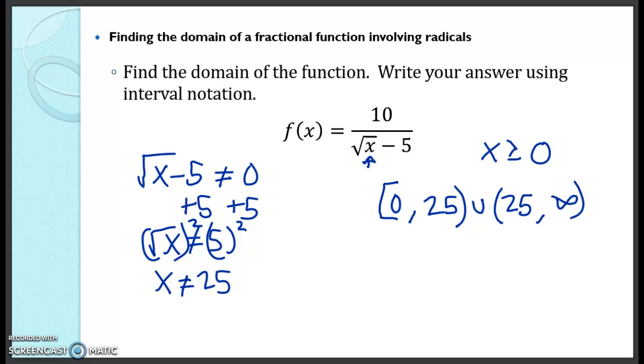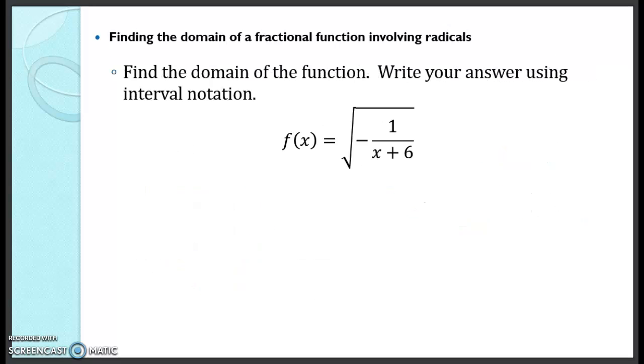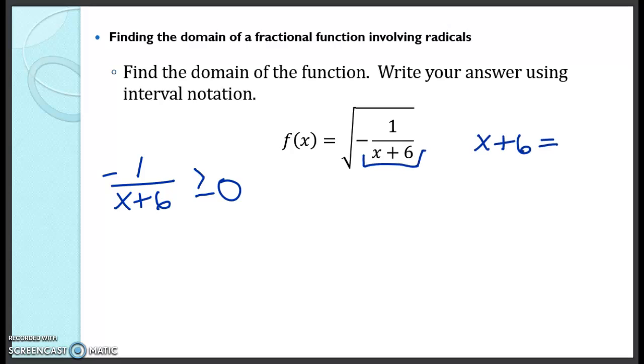Okay, let's do one more. For this one, everything's under the square root. So we know that everything under the square root has to be greater than or equal to 0, right? We also know that the denominator, x plus 6, cannot equal 0. So we subtract 6 from both sides: x cannot equal negative 6.